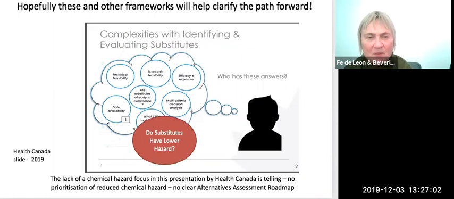And the reason why I put this slide in is because earlier this year at a presentation on alternative assessment, Health Canada produced a slide showing how difficult, you know, there were so many complexities with identifying and evaluating substitutes. And I found that there was absolutely no mention of substitutes actually having lower hazard, which I found quite discomforting, which is something that we need to make sure that, yes, there are flow charts and hazard is an absolute priority when we're going through all these different decision making. Next, please.